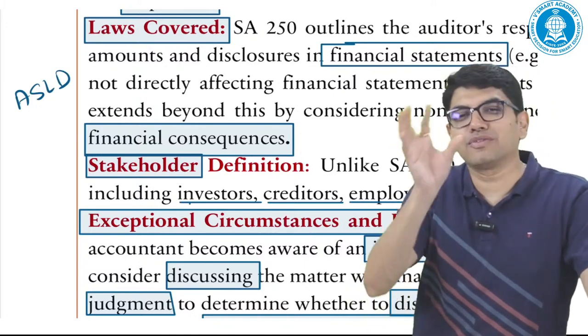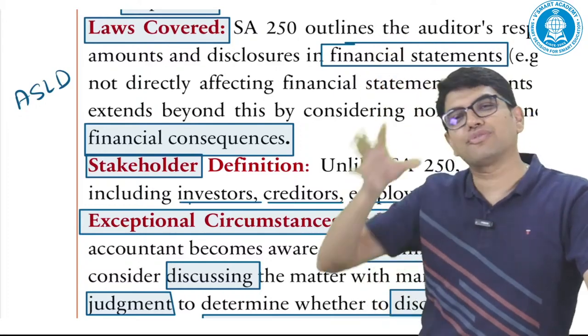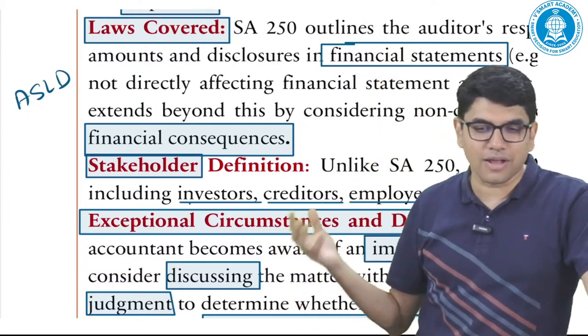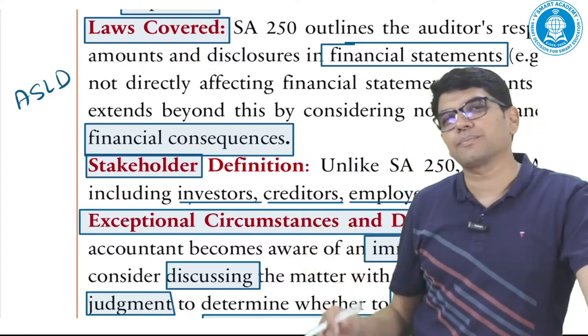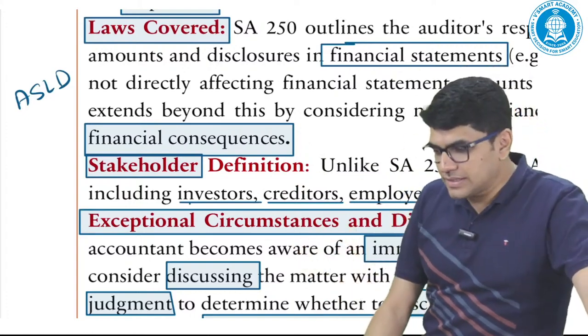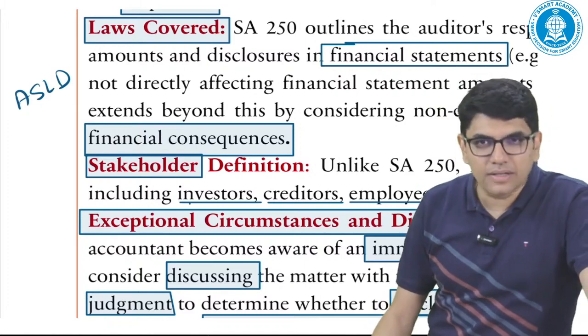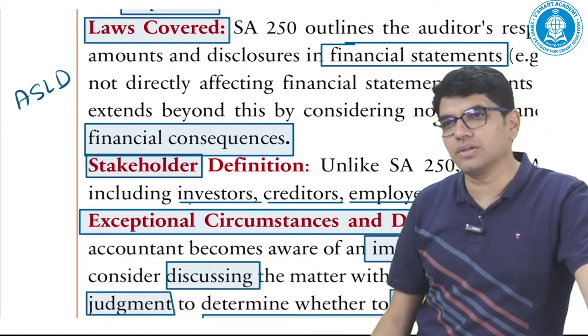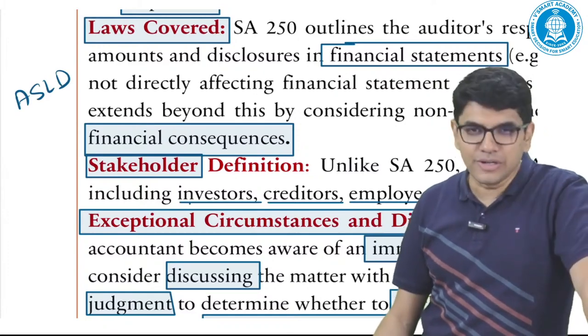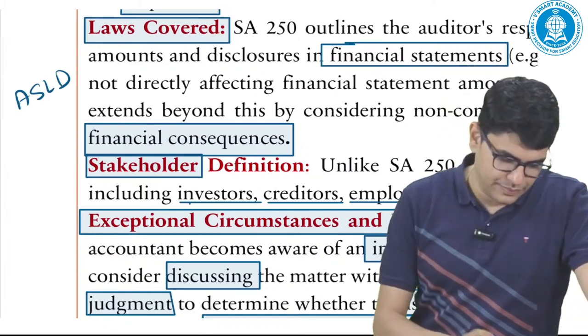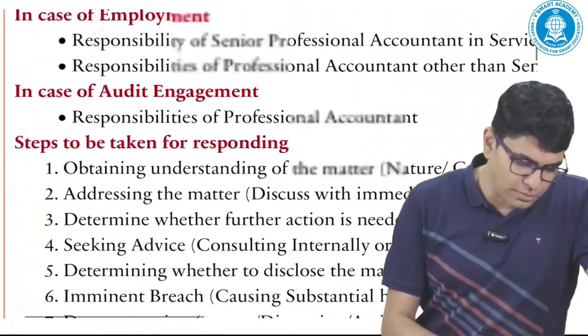So ASLD: age, sex, location, date. These are the points of difference in the approach of NOCLAR and the approach of SA 250. These are very interesting, and these things become bigger as we go ahead in the profession. These things have been recently introduced in the curriculum. They are going to gain more and more importance.